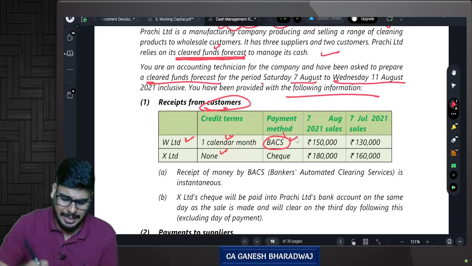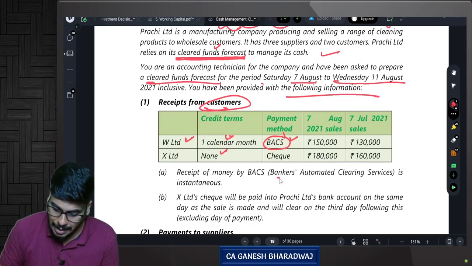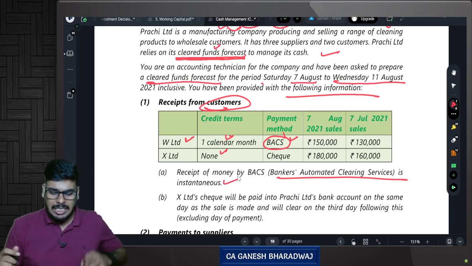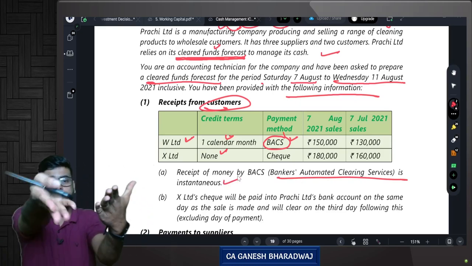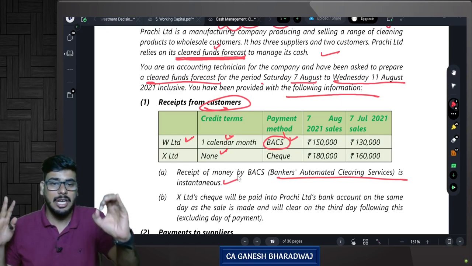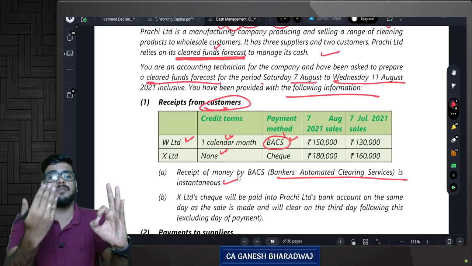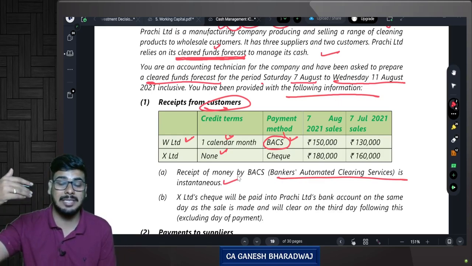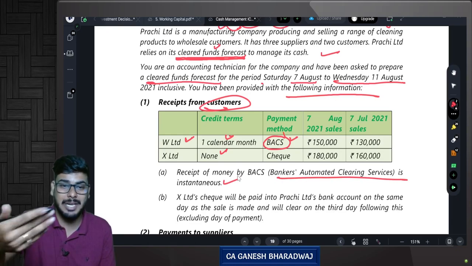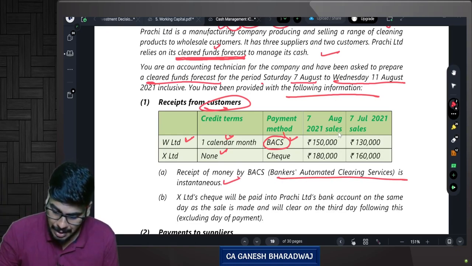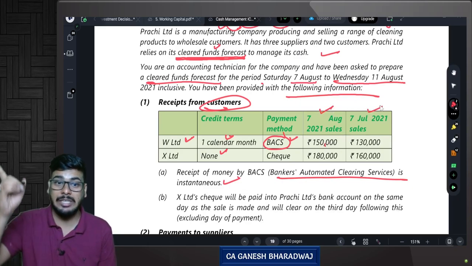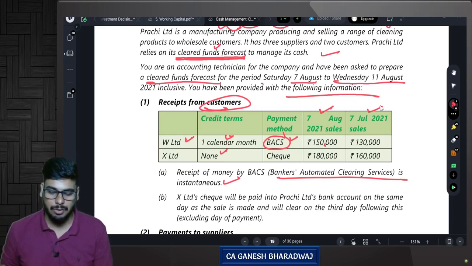You need not know all this. They themselves have given it. BACS stands for Bankers Automated Clearing Service. And it is instantaneous, meaning the moment they make the payment, it will immediately come to my bank account. Are you clear? The moment my customer initiates the payment from his bank account, it will be credited instantly in my bank account. It's similar to your GPay or IMPS. The immediate transaction will happen. Now, the sales value made on 7th of August is given. The sales value made on 7th of July is also given. Are you clear with this?